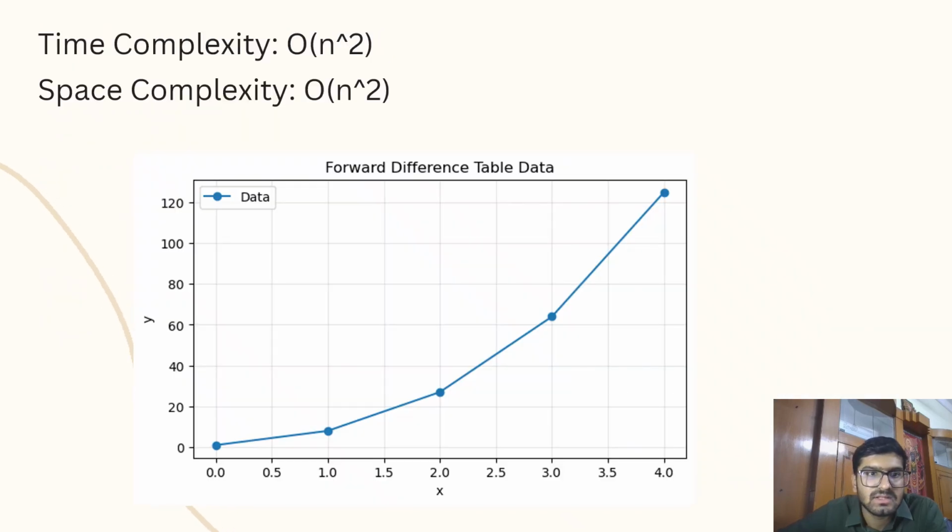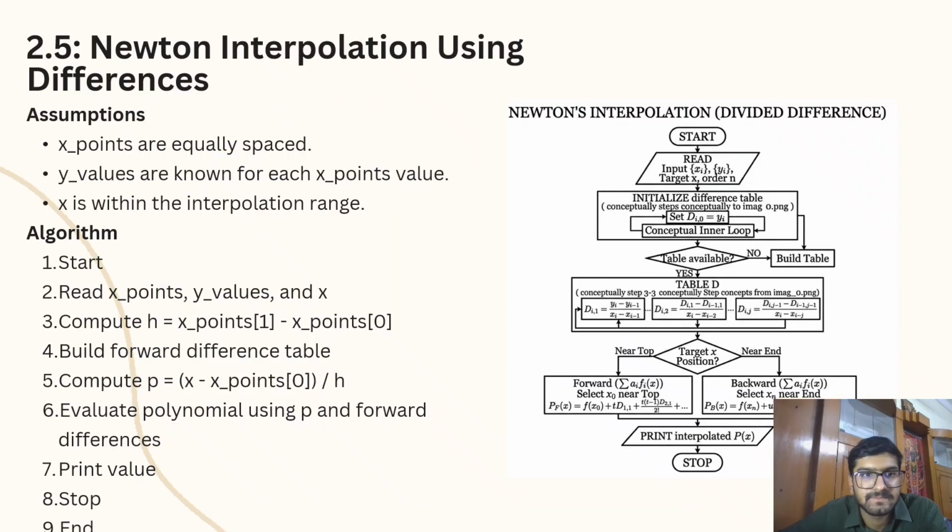The algorithm time complexity for the following algorithm is big O of n square, and the space complexity for the algorithm is n square. The graphs shown below show how the values in the interpolation forward difference table are placed for x and y, where all the values of x are equidistant and y may vary.